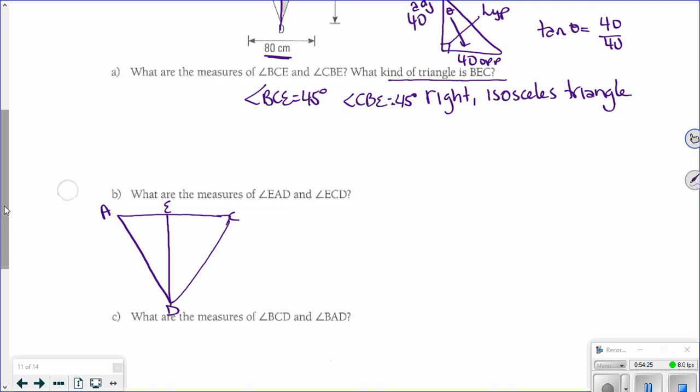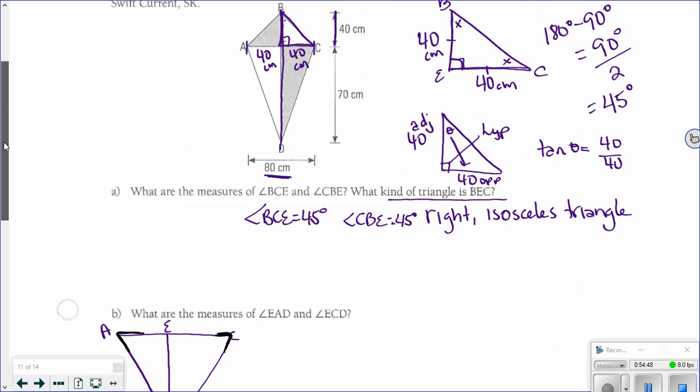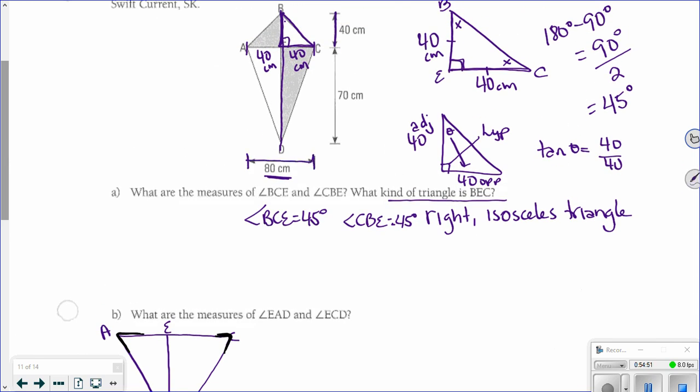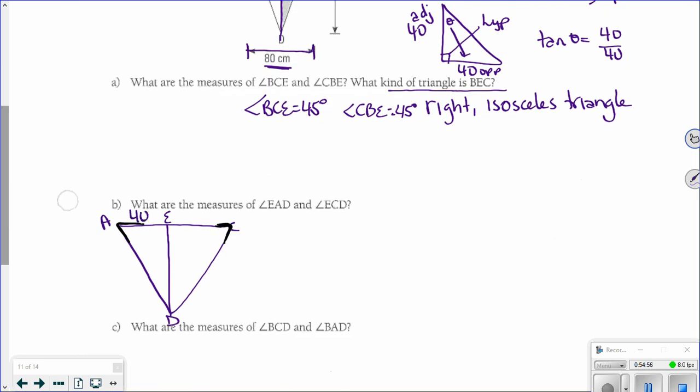Angle EAD, from E to A to D, is this angle up here. Angle ECD is this angle over here. These should also be equal. That's the other property of the kite, is that those outside angles are equal to each other. So I know from my original drawing all the way across is 80, and like I said, that line up and down splits it exactly in half. So this is 40, and this is 40.